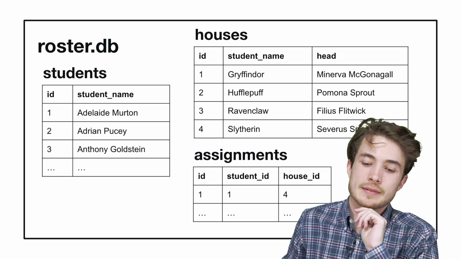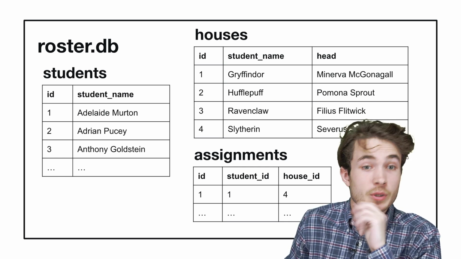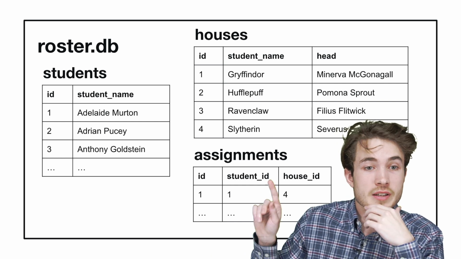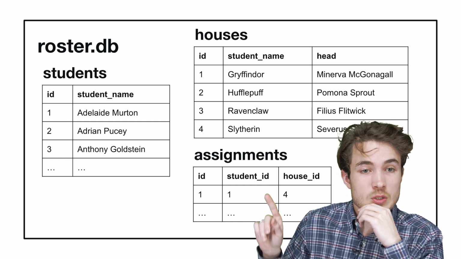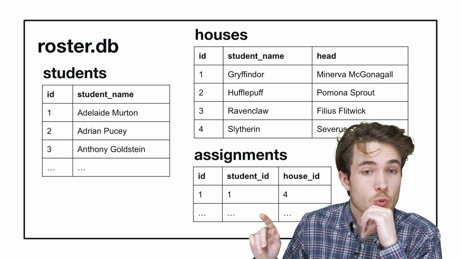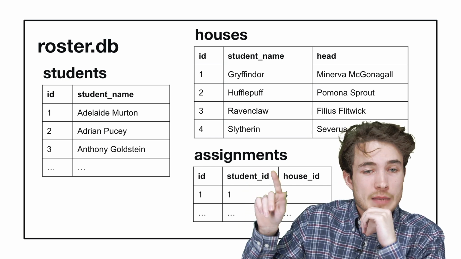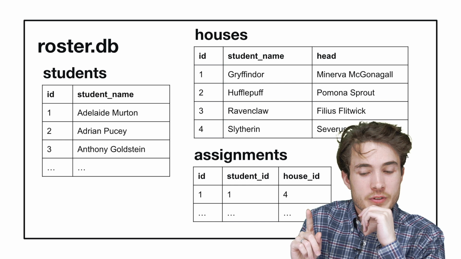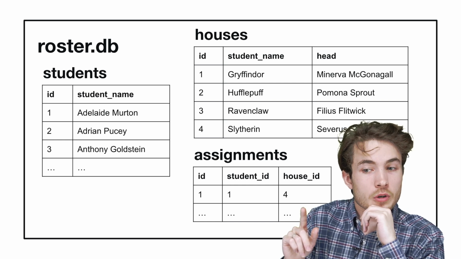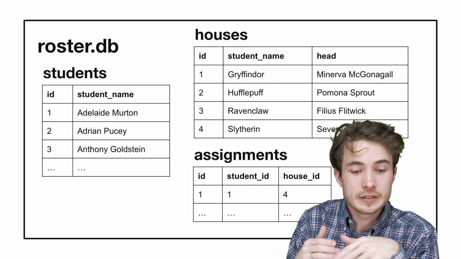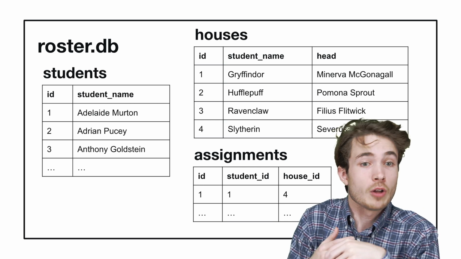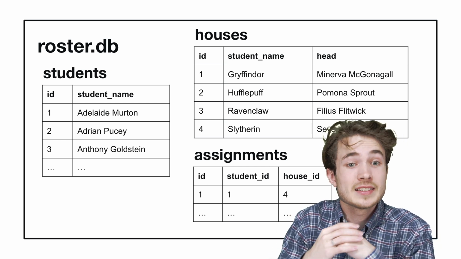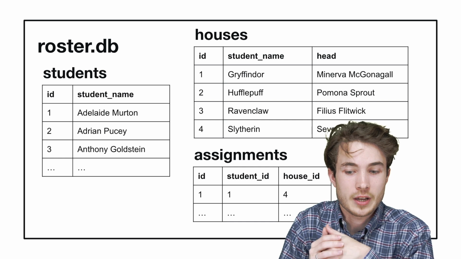How do you know that Adelaide belongs to Slytherin now? Because of the IDs. We saw before that the student ID is 1. Which student has the ID 1? It seems like it's Adelaide if we look in that table. And now we look at the 4 here for the house ID, and which house is 4? That's Slytherin. So we know that Adelaide belongs to Slytherin in this case. Adelaide is assigned to Slytherin's house.